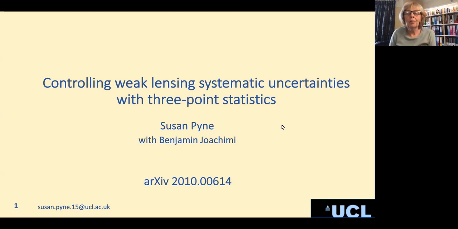Hello, my name's Susan Pyne. I'm a postdoctoral researcher at University College London, and I'm going to talk about some work that I've done with Benjamin Joachimi, which is about using 3-point statistics to control systematic uncertainties in future weak lensing surveys like Euclid.